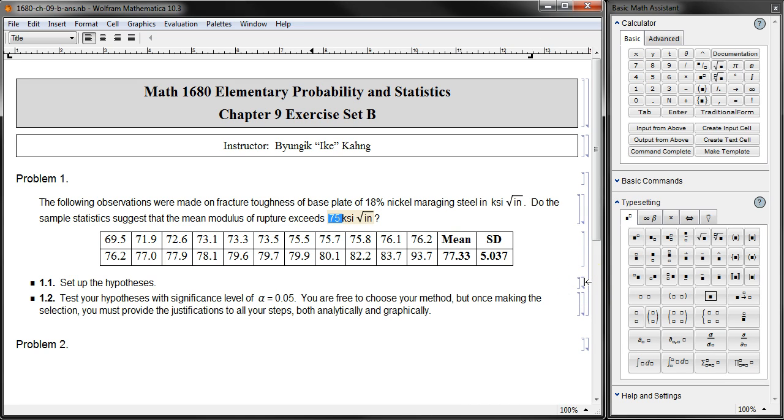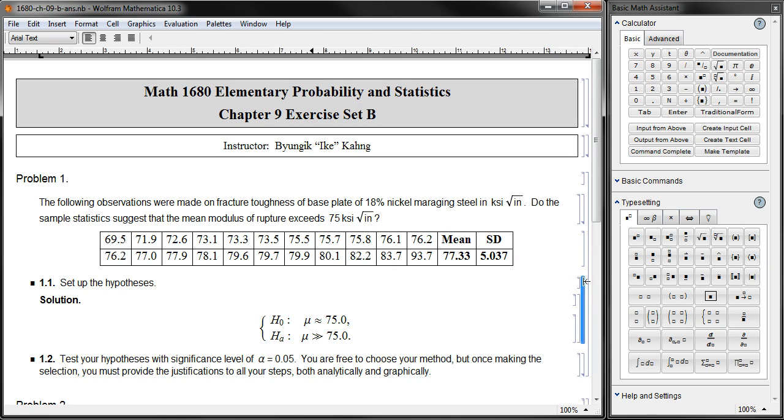And how about the alternative hypothesis? Well, the problem says exceeds, so that gives you the direction for the alternative hypothesis. And here they go. Null, mu is 75. Alternative, mu is significantly bigger than 75. Another indicator besides the term exceeds: 77.33 is bigger than 75, so that gives you another indicator about the direction of this mu.